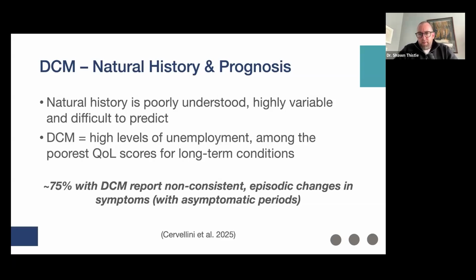Without proper management, it tends to get worse, even though some patients have this kind of waxing and waning of symptoms where it'll appear, it'll be diagnosed, and then they kind of stabilize for a while. It's kind of like lumbar spinal stenosis that way. The progression over time is quite variable, but the long-term trajectory is generally a worsening of symptoms. And about 3/4 of these patients report, like I just said, non-consistent episodic changes with some even asymptomatic periods. They may see some improvement in their arm function and so on.